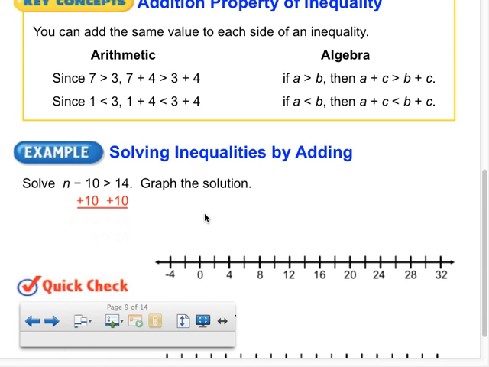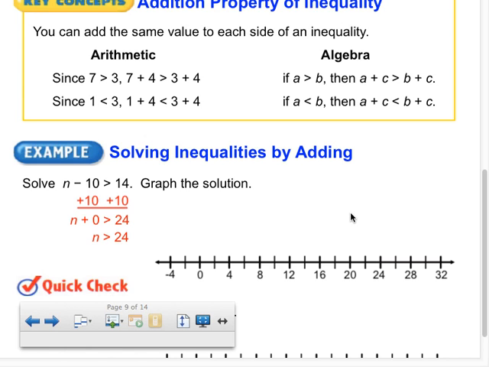So I add 10 to both sides. What's this going to become over here? 14 and 10, that becomes 24. What's minus 10 plus 10 going to become? 0. So I get n plus 0 is greater than 24. You see how my sign stayed the same? It's still greater than. And now we know n plus 0 is just n greater than 24.